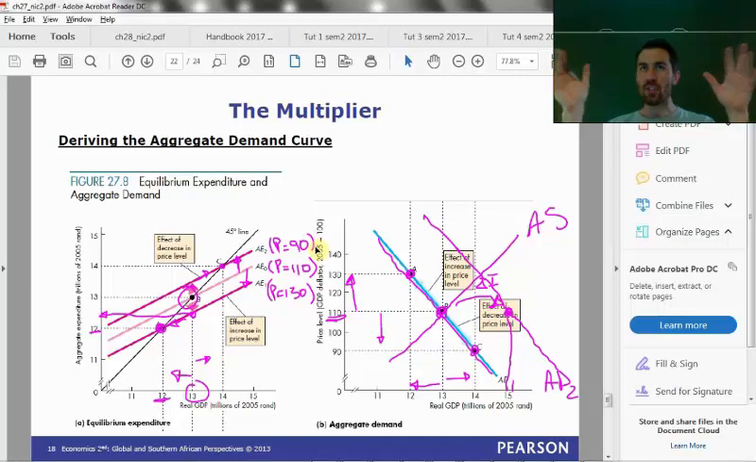The price level, the general price level goes down, the value of your wealth goes up. When the value of your wealth goes up, what do you do? It's like winning the lottery. What do you do when you get 14 million rand deposited into your account?